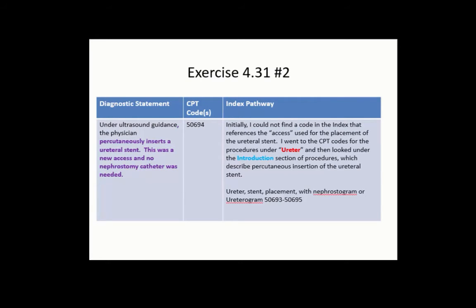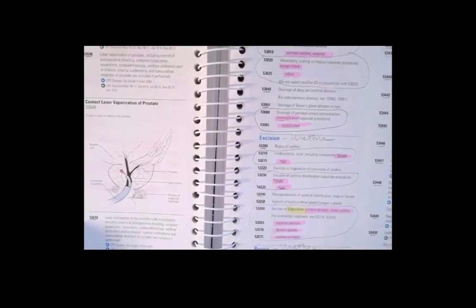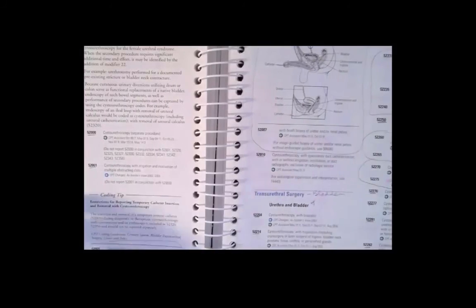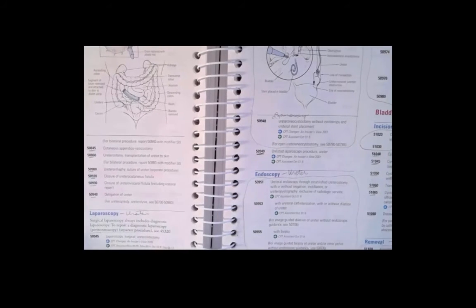So I think in the field I would have just gone right to this section of the code book and found it. So let me show you what I'm talking about so you can follow me in the code book. I went to the ureter. Now we're in the urethra. Before that was the bladder. Before the bladder, keep going back until I get to the ureter. So I'm in the ureter, and then I was looking for introduction. Here we go.